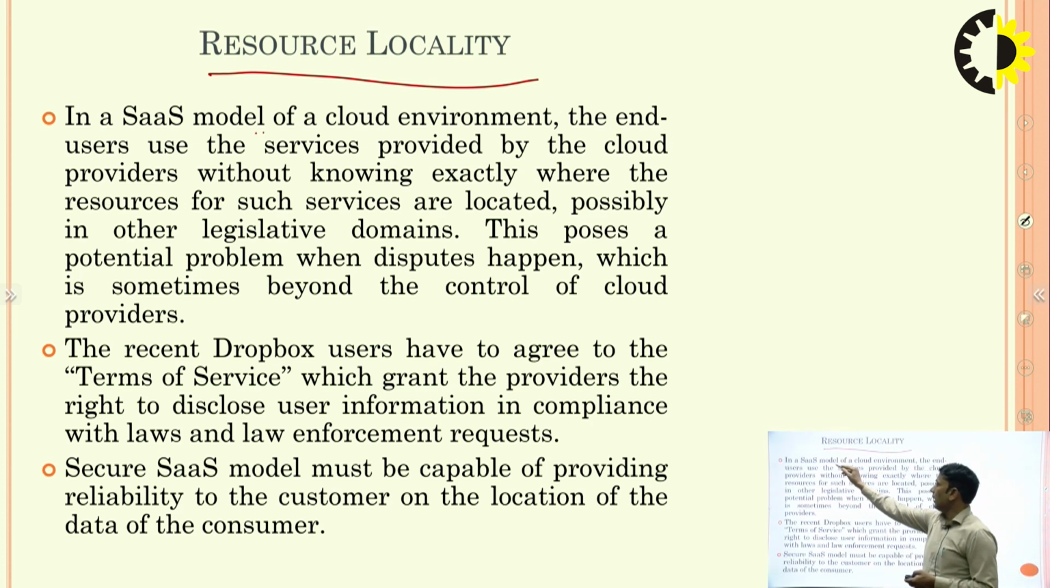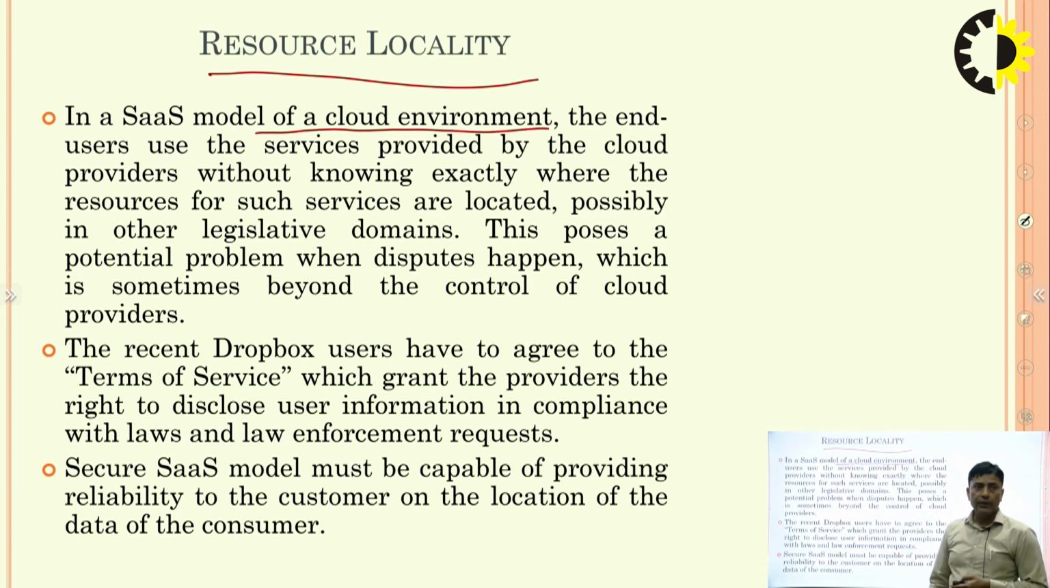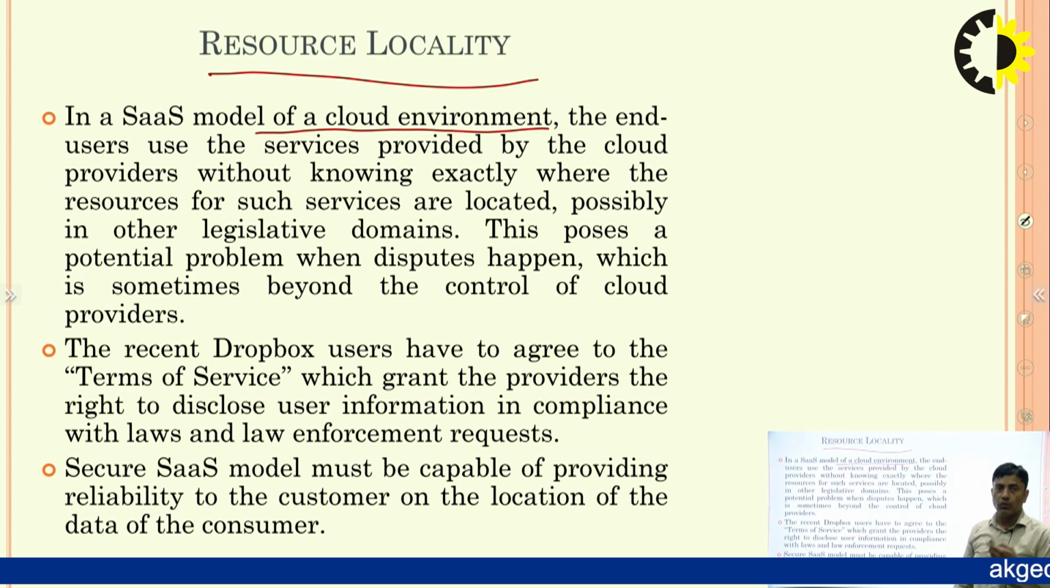In the SaaS model of the cloud environment, the end user uses the service provided by the cloud provider without knowing exactly where the resources for such services are located. That means we have no idea. There is a complete abstraction of where the resource is located physically. We are only accessing the data. So if we have no idea, then how can we assume or imagine how secure that particular place is? This is known as resource locality.